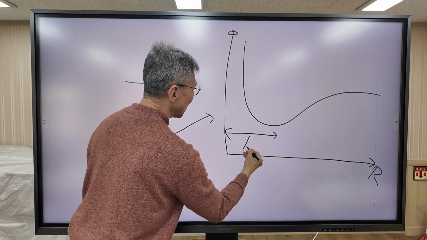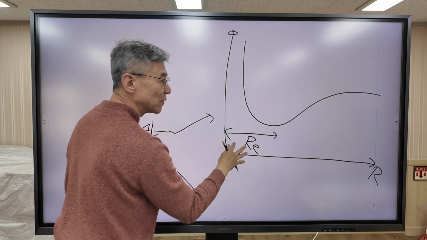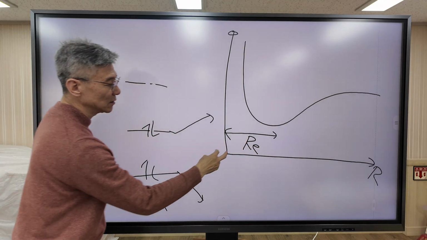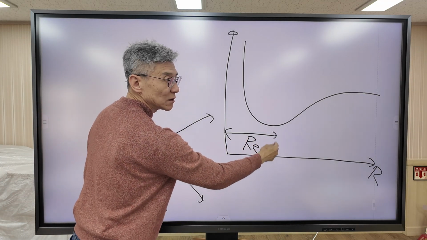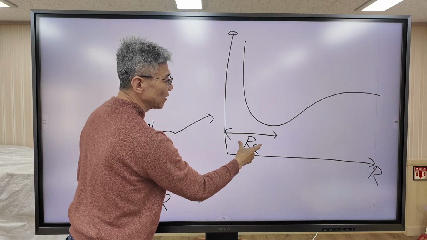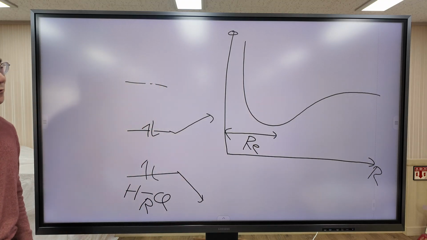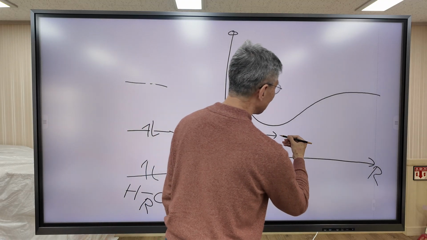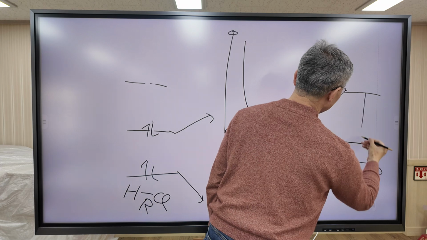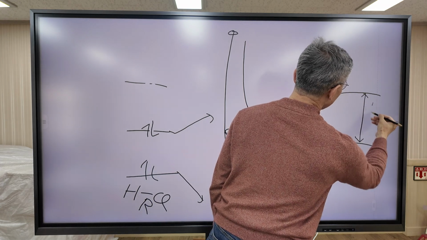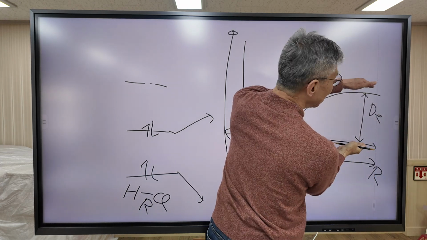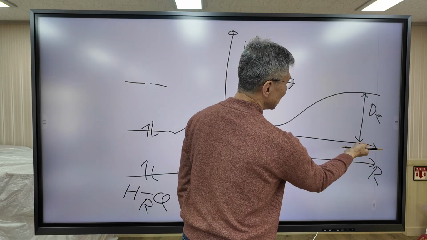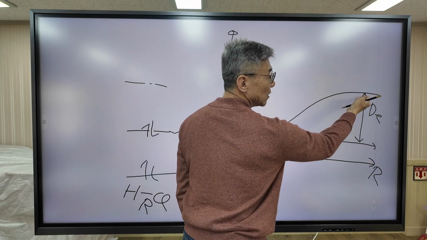equilibrium bond length Re, which refers to the distance at the potential energy minimum. This is the definition of bond length. And we also define bond dissociation energy, De, which is the well depth from the potential minimum to the bond dissociation limit.